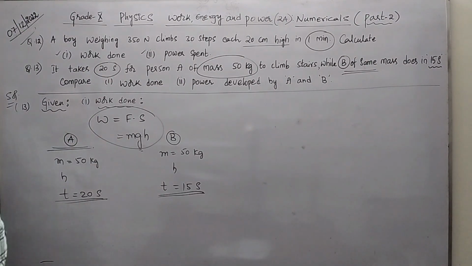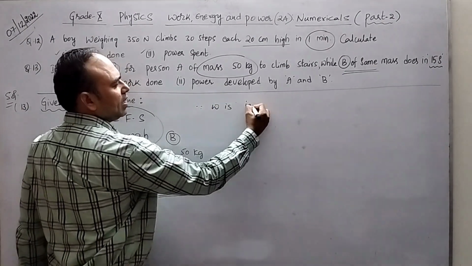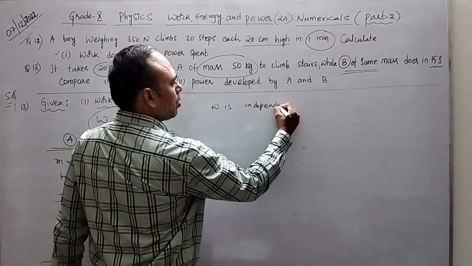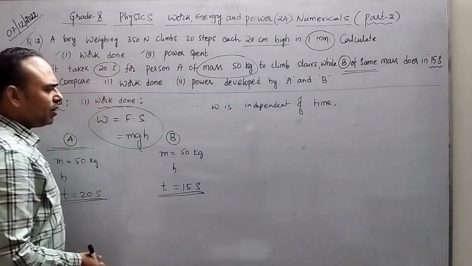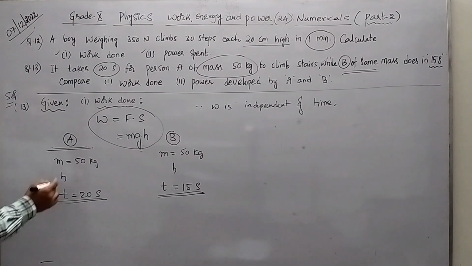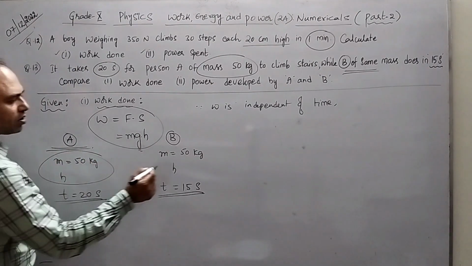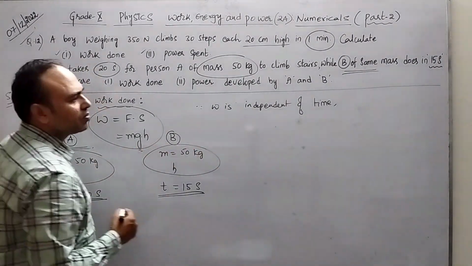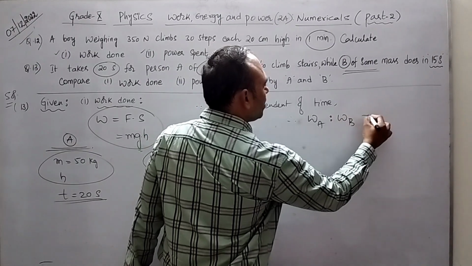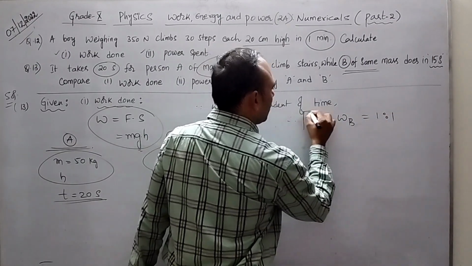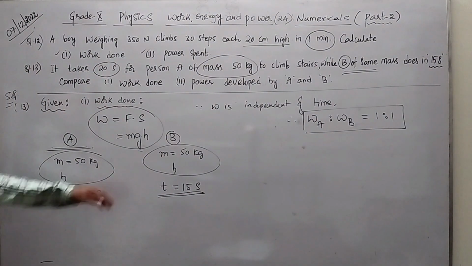We can say that since work is independent of time, in this case, if you want, you can calculate also. So m into g into h we take, that will be 50 into h, here also the same thing, both are the same. Therefore we can write like this, W_A to W_B, the comparison is nothing but 1:1. Hope you have understood this, very simple. But what is the second question?